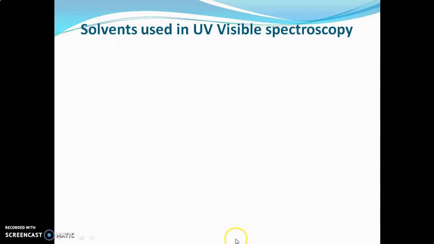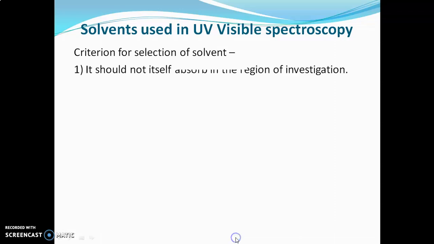Next, solvents used in UV visible spectroscopy. One should keep in mind that a dry sample cannot be analyzed in UV visible spectroscopy, so a sample should be dissolved in some suitable solvent. There are certain criteria for selection of solvent. First criterion is that it should not absorb in the region of investigation. That means the solvent should not absorb in the region of UV visible spectroscopy. It should be transparent, and this is a very important criterion. The solvent should be pure, it should be cheap, and one more criterion is that the solvent should not interact with the sample.